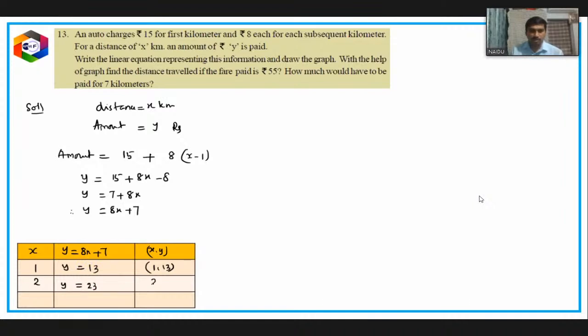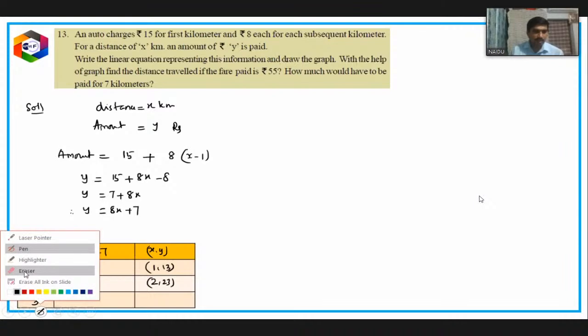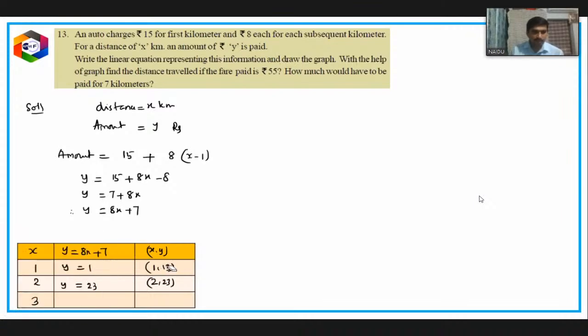So which is 2 comma 23. And next 3. Sorry, here x equals 1 means 8 plus 7. So which will be 15. Sorry, this is 15.